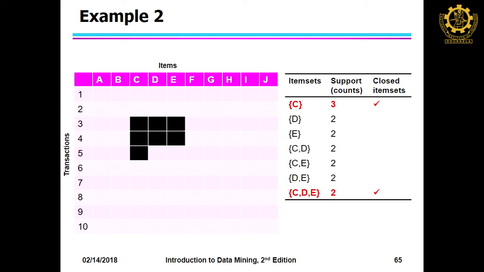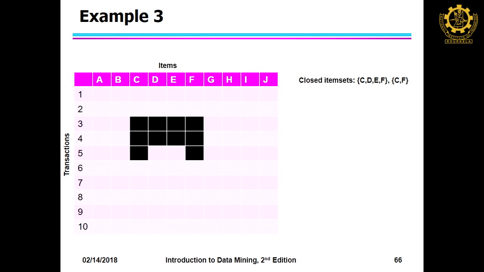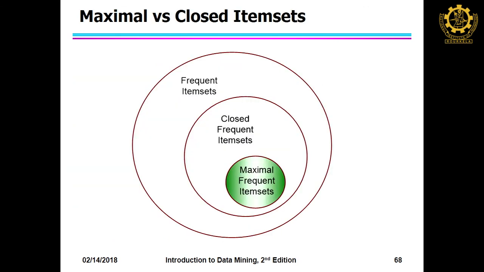So, let us see. Here the frequent item set is much bigger, the closed item set cardinality is much less than the frequent item set, and the maximal frequent item set is much smaller in cardinality. So, I stop here.